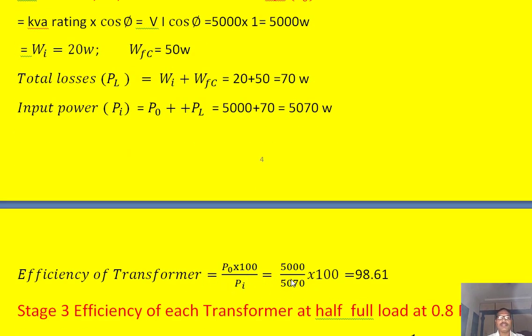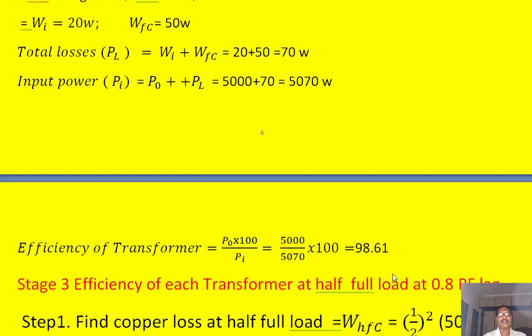The efficiency of the transformer is given by output by input into 100. Output is 5000 watts divided by input, which we just calculated as 5070. Put it in the denominator, then multiply with 100, and we get 98.61 percent. This is the efficiency we have calculated for the full load condition at unity power factor.